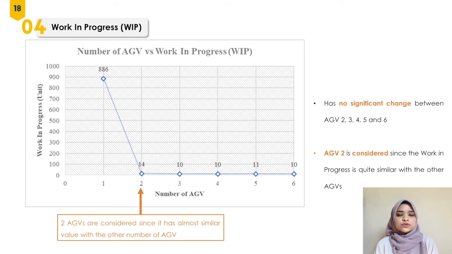Based on the graph shown, as the number of AGVs increases, the work in progress decreases and almost remains the same. The WIP is higher for 1 AGV because the AGV is not able to complete the workload in the manufacturing facility all by itself. 2 AGVs has a higher number of output than the others, but the units are almost the same, so it should be considered to be chosen.